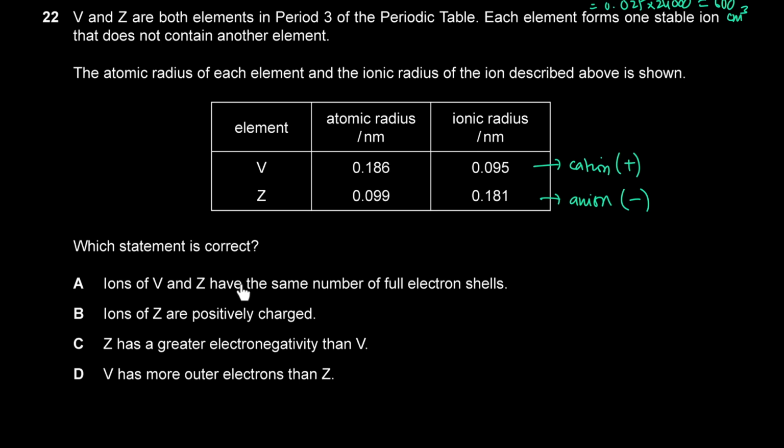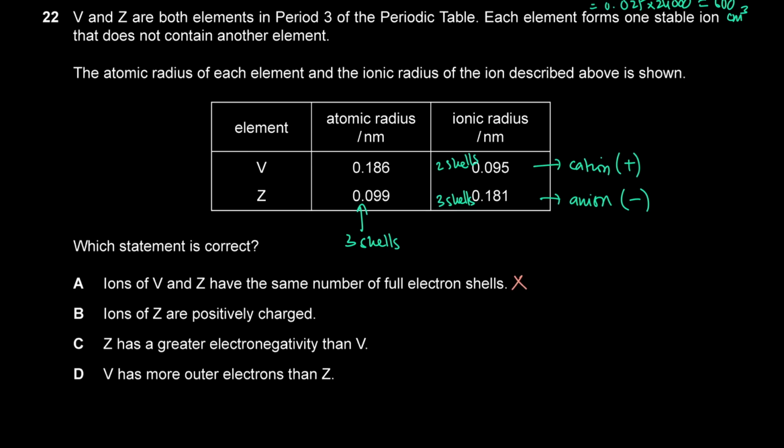So ions of V and Z have the same number of full electron shells. Well, both V and Z are in period 3 of the periodic table. So when we talk about the atoms, right, there's a total of 3 shells for both atoms. Period 3 means there's a total of 3 shells. When we talk about the cation, the valence electrons have been lost to form the cation, which means that the ion has 2 shells, whereas in the anion, we're still going to have 3 shells. So they do not have the same number of shells.